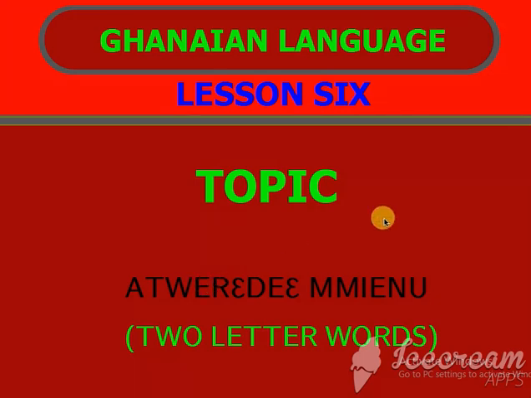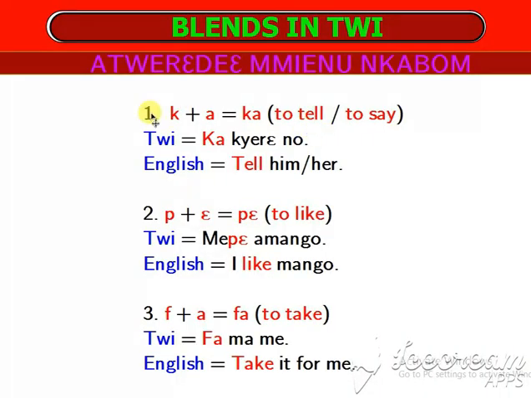The first example is K and A. Together we have Ka. Ka means to tell or to say. Now let's use Ka in a sentence. Kà no, which means tell him.